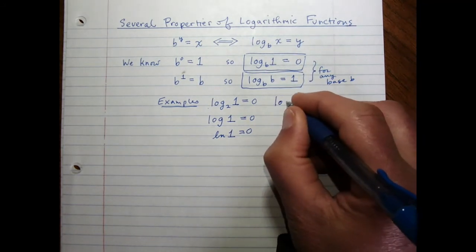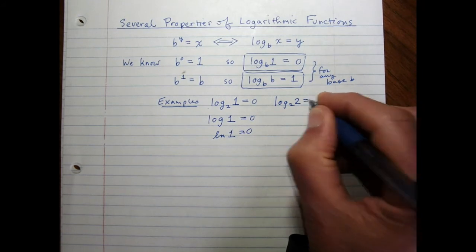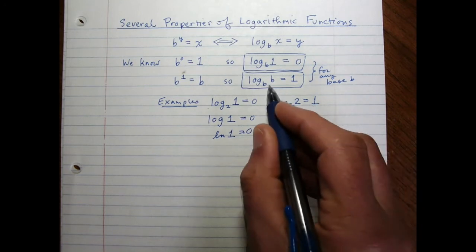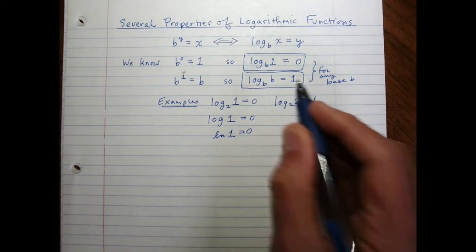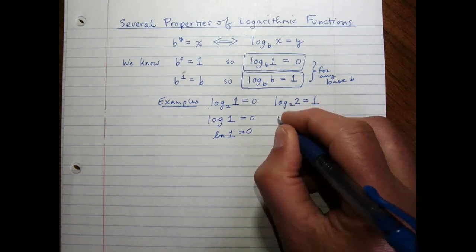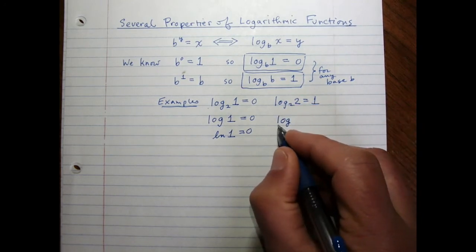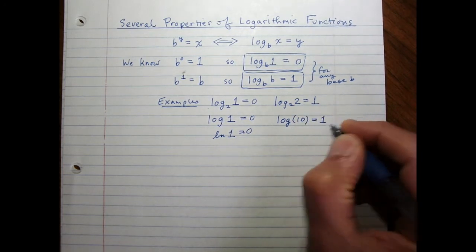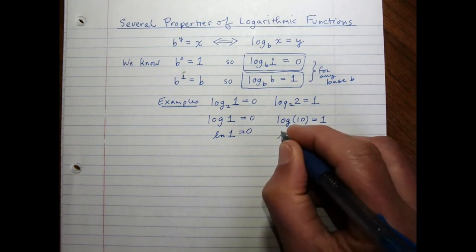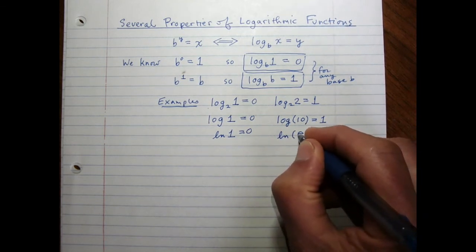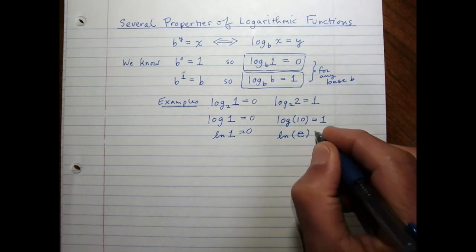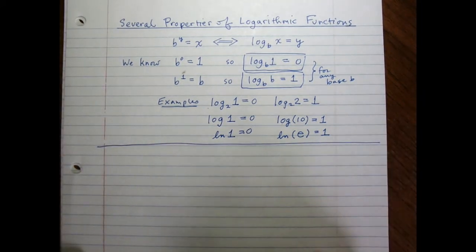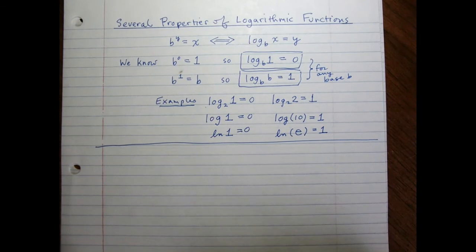If I say log base 2 of 2, that's got to be 1. Because if the base and the number inside match up, we're always going to get an output of 1 from the log function. Log, let's see, if I write log, its base is 10, so log of 10 is 1. That's log base 10 of 10. And ln of e, log base e of e, is also going to come out to be 1. So those are some examples of the two properties in the box.